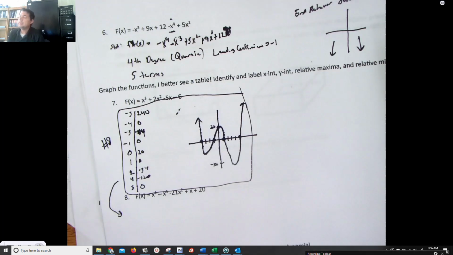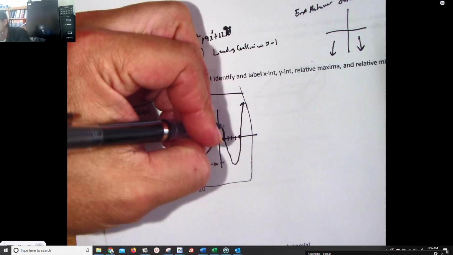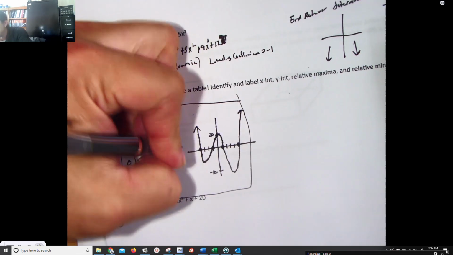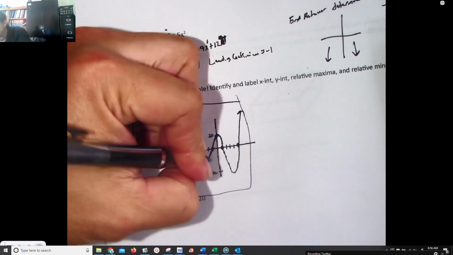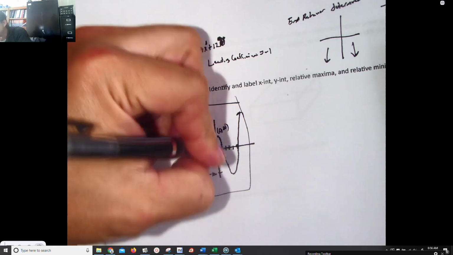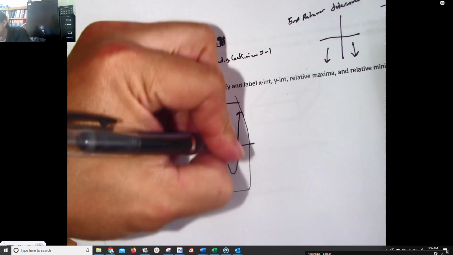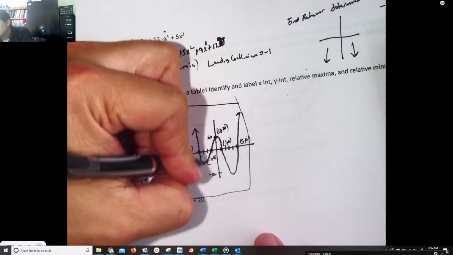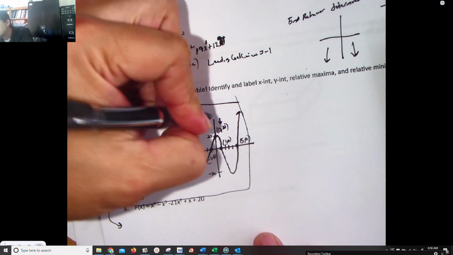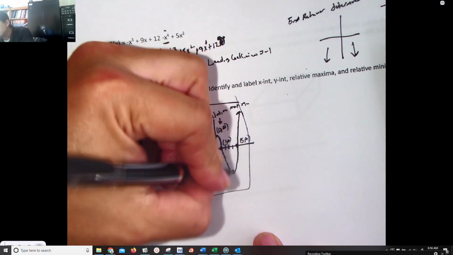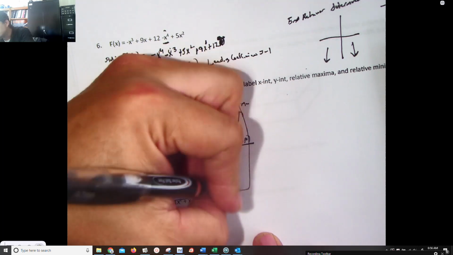Anyways, better see a table, identify and label the x-intercept, the y-intercept, the relative maxima, and the relative minima. So your x-intercept you have on here, she's at negative 4, 0. You have one at negative 1, 0. You have a y-intercept at 0, 20. You have another x-intercept at 1, 0. You have another x-intercept at 5, 0. There's your very important points. This is a relative maxima. These two guys are relative minima.